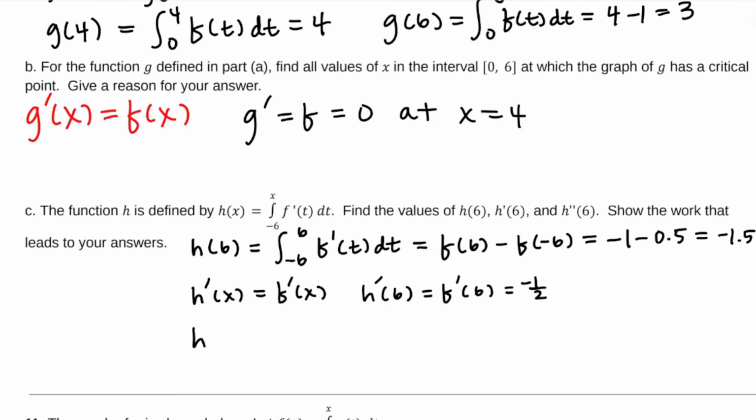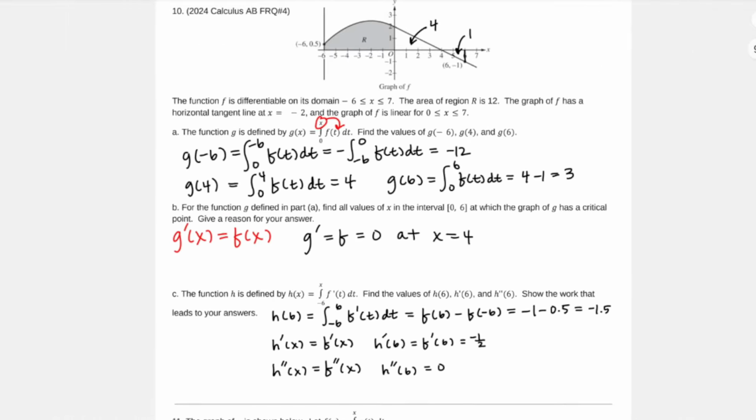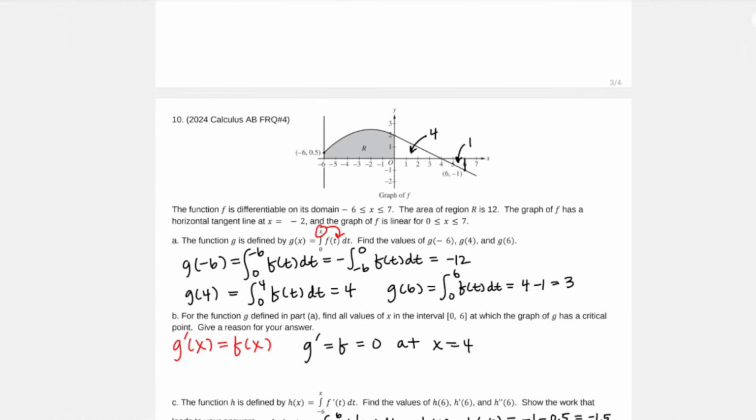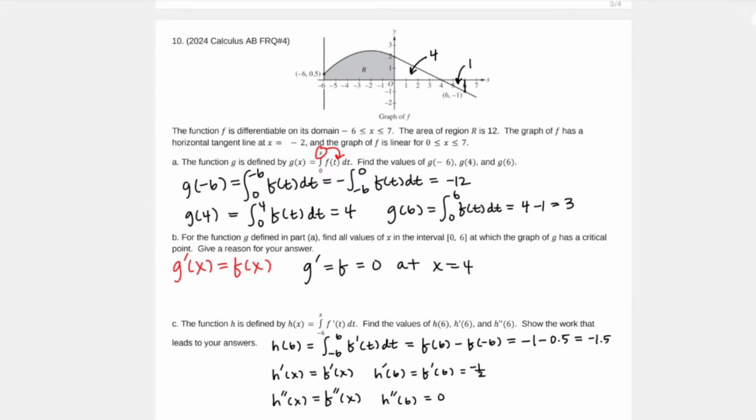And then h double prime of x is going to be f double prime of x. And h double prime of 6 is going to equal 0 because f is a linear function. Okay, so the second derivative of a linear function has to be equal to 0. That's where we were using that.